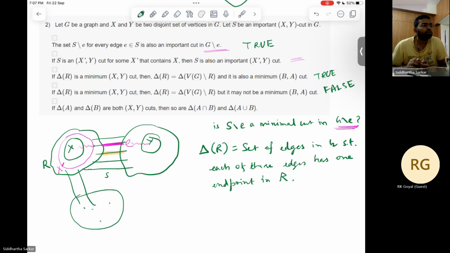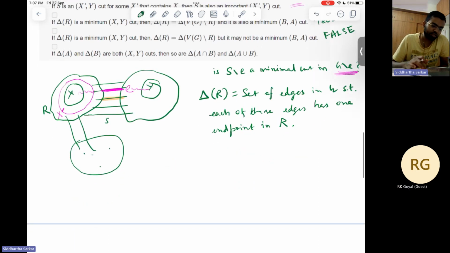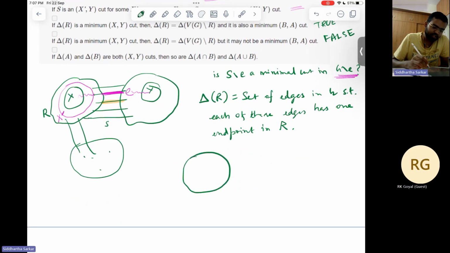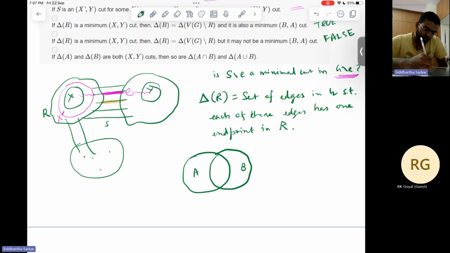Okay, now if delta A, that means the cut edges out of A and the cut edges out of B are both XY cuts, then so are the cut edges out of A intersection B and out of A union B. So let's do one thing. Let's draw the right diagram. Let us say this is A and A and B are overlapping. So this is A intersection B.